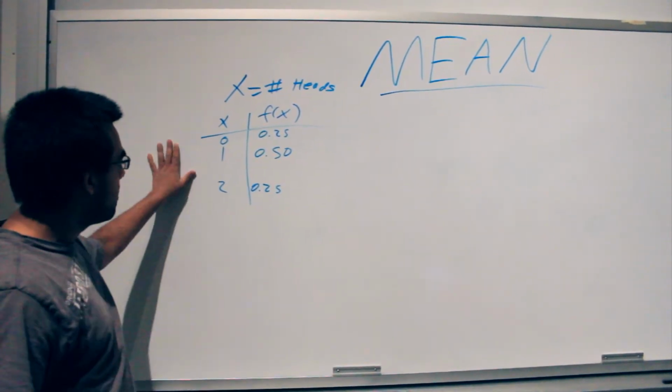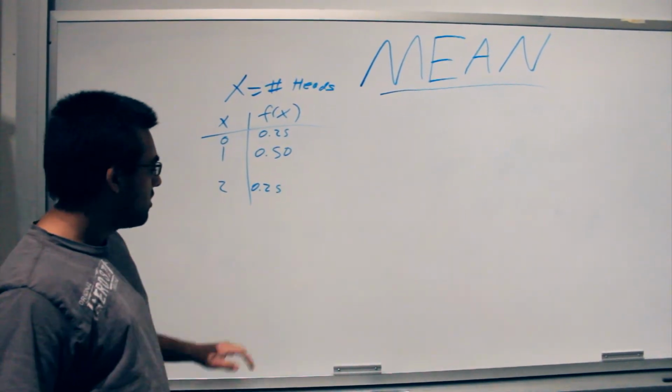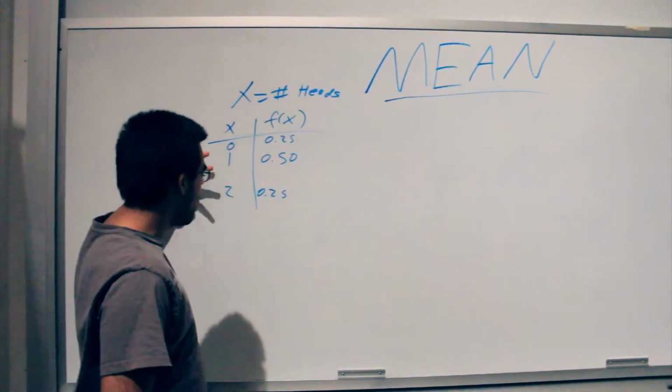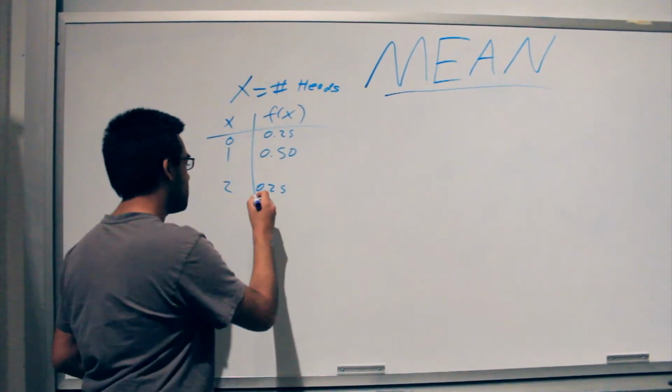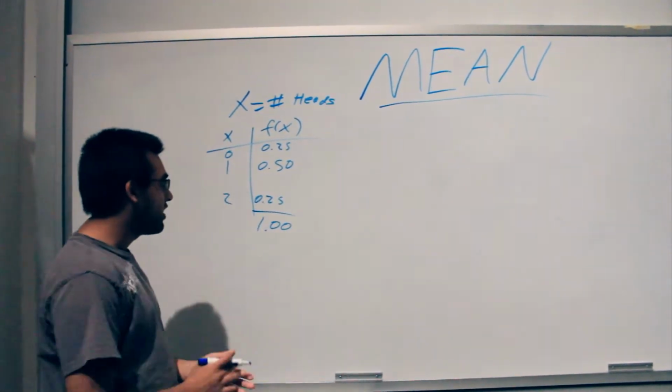So this is a standard random variable with a PMF right here. And you know that this is a PMF because there's a finite number of possibilities. There's only 3 possibilities, and these 3 numbers right here add up to 1.0. So this is a simple finite example.